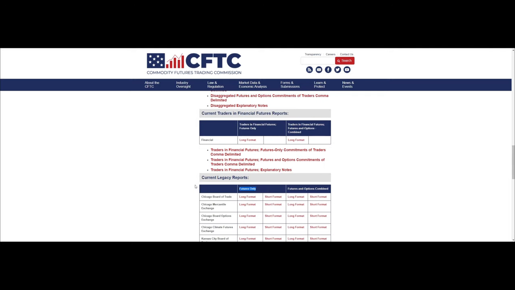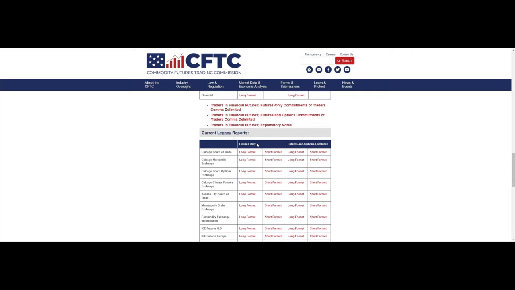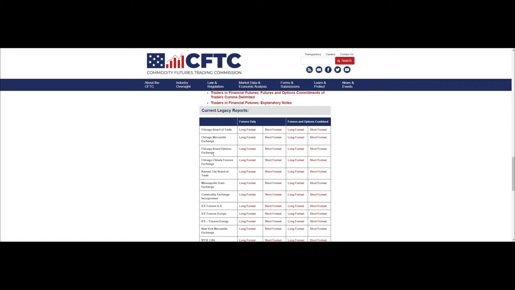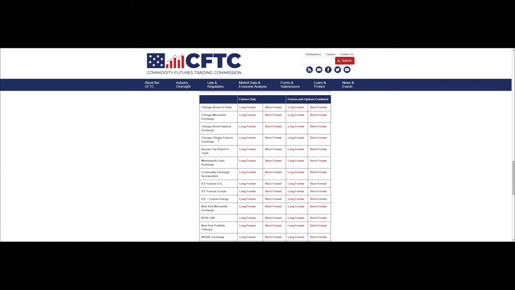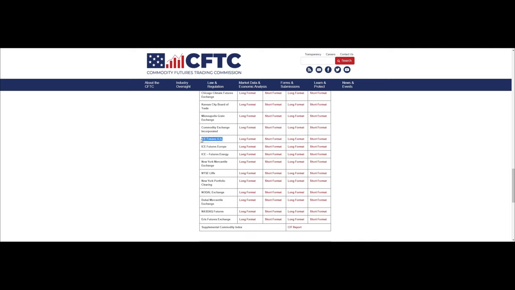And another thing to point out on this page is to open up the futures only. We don't need to focus on the options combined. But like I said, if you trade a completely different market to me, then you might want to open this. So for currency traders, or those who trade gold, US dollar, just focus on the futures only and open up the Chicago Mercantile Exchange for the currency pairs, Commodity Exchange Incorporated for the gold, silver, and other metals, and ICE Futures US for the US dollar.